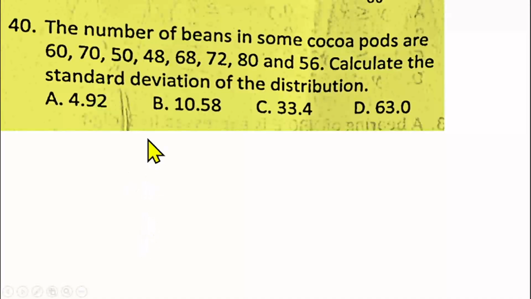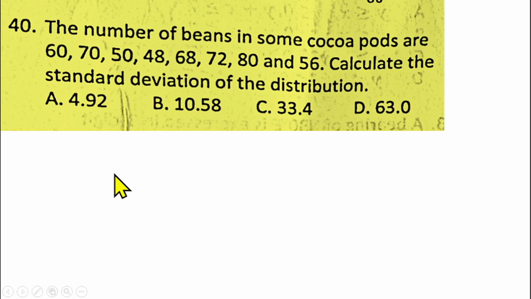Question number 40 is from statistics also. The number of beans in some cocoa pods are 60, 70, 50, 48, 68, 72, 80, and 56. Now calculate the standard deviation of the distribution. The question is on standard deviation, which is a measure of dispersion. Before we can find the measure of dispersion, we should know that the data given to us are ungrouped data. So we have to find the standard deviation of an ungrouped data.